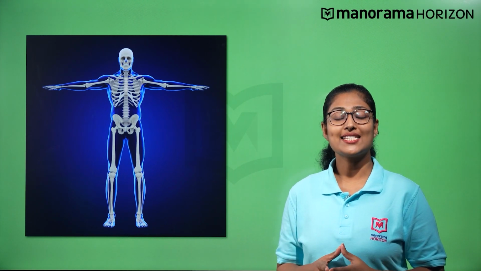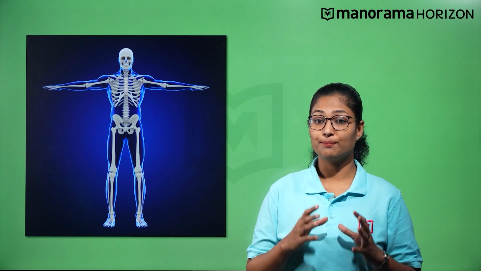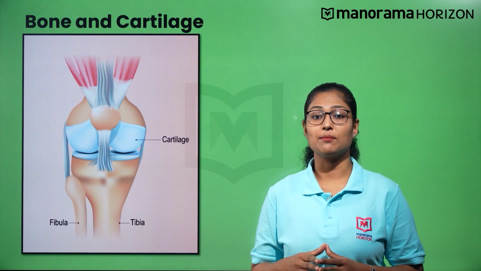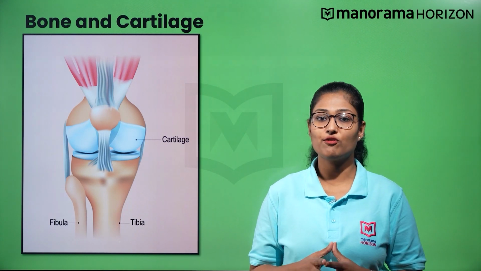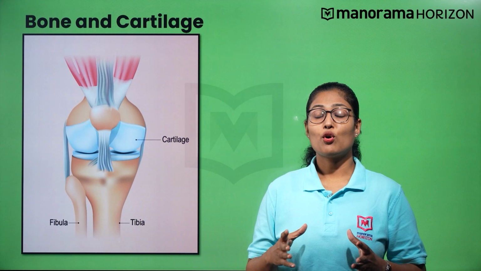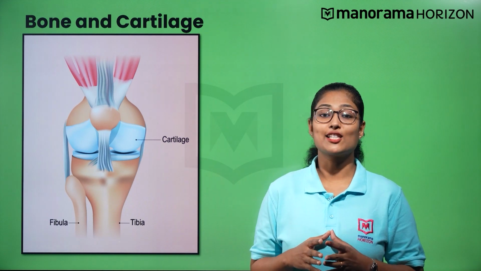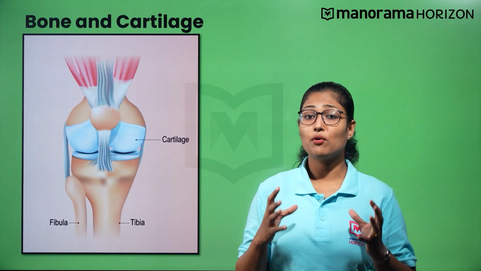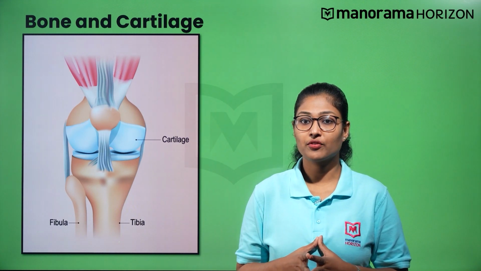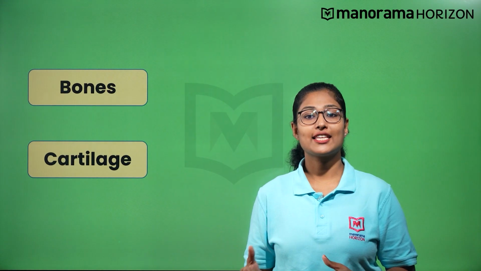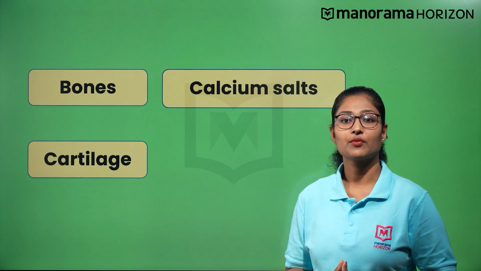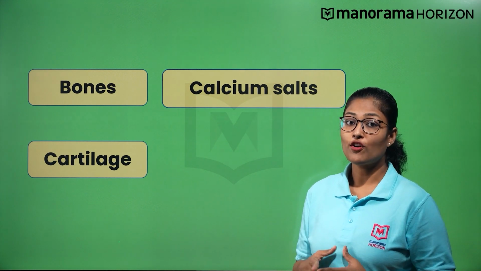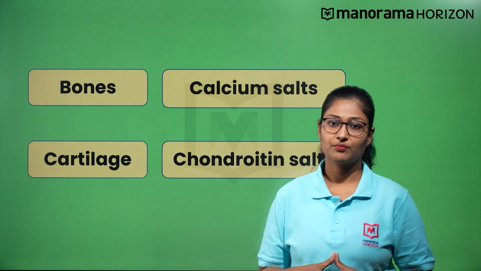Humans have a skeletal system consisting of bones and cartilage. The human skeletal system plays an important role in body movements. Recall that bones and cartilage are examples of connective tissue. Have you ever thought about why bones have a hard structure? They are made of calcium salts. Then what constitutes cartilage? They are made up of chondroitin salts.